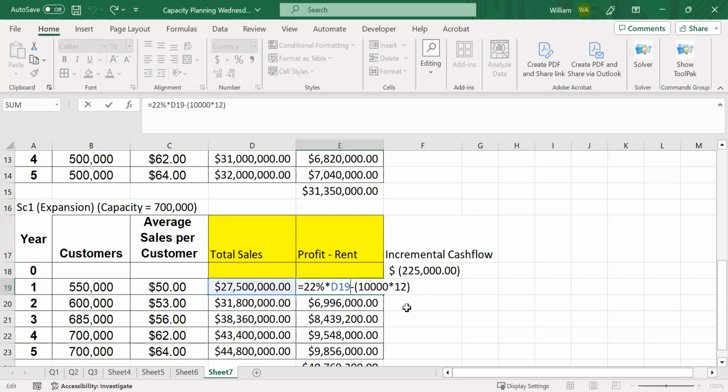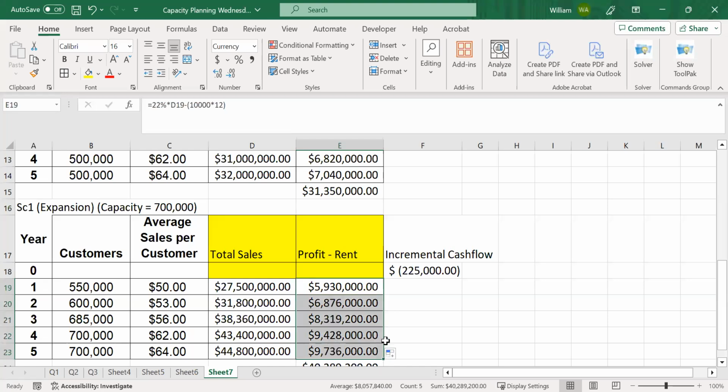Okay, and that's what I have in this formula here. The first part of this is the profit, 22% of the total sales. And then we subtract however much we're paying for rent, which is a total of around $120,000 a year. Okay, so once I have that formula in place, we can drag it all the way down to year 5 and then calculate our incremental cash flow.